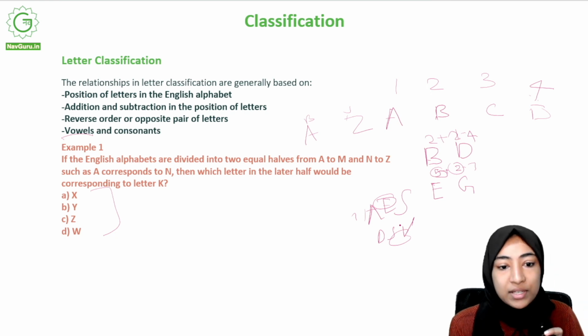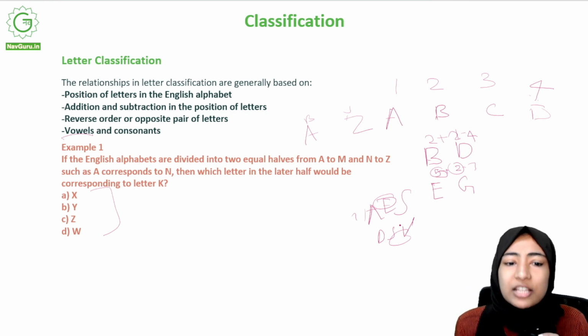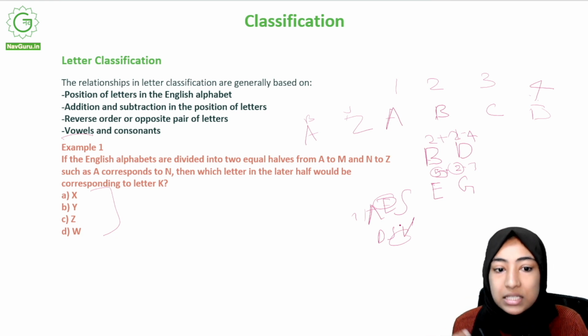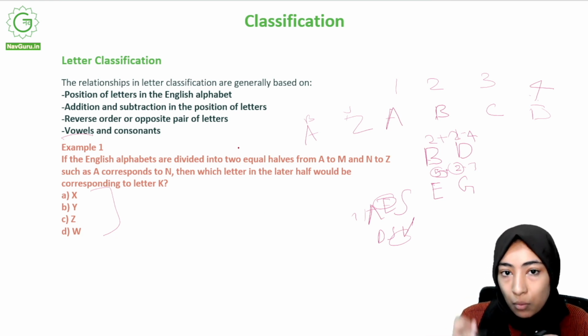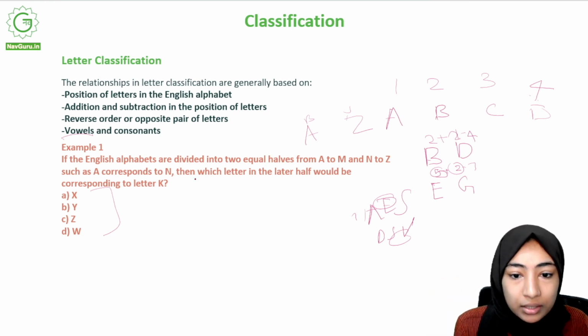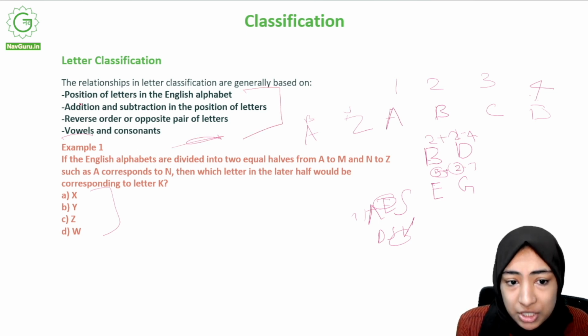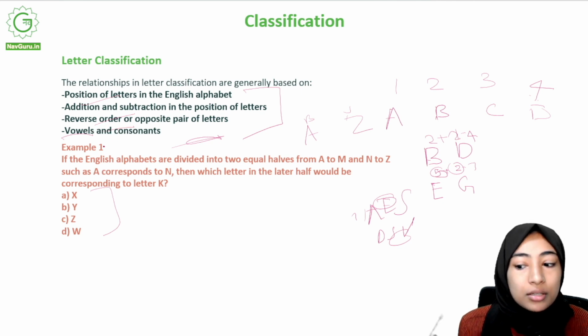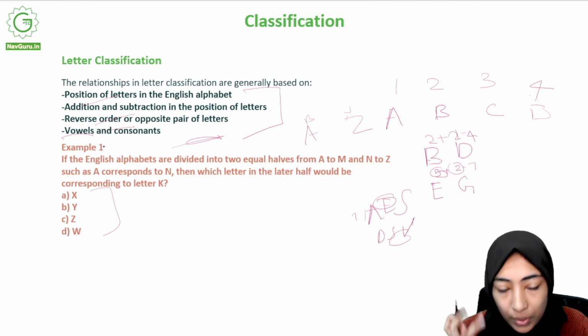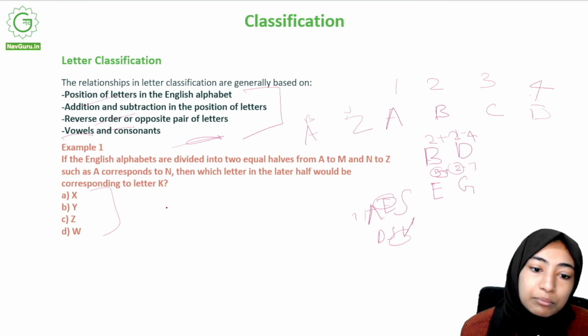I have a couple of questions for you guys. It'll be clear after that, just to know when you see questions from letter classification, what major areas they can come under. This is why we have mentioned this. While revising, this will be very useful. So either the position, addition and subtraction, reverse order, or vowels and consonants. Okay, so now let's go on to the first example.